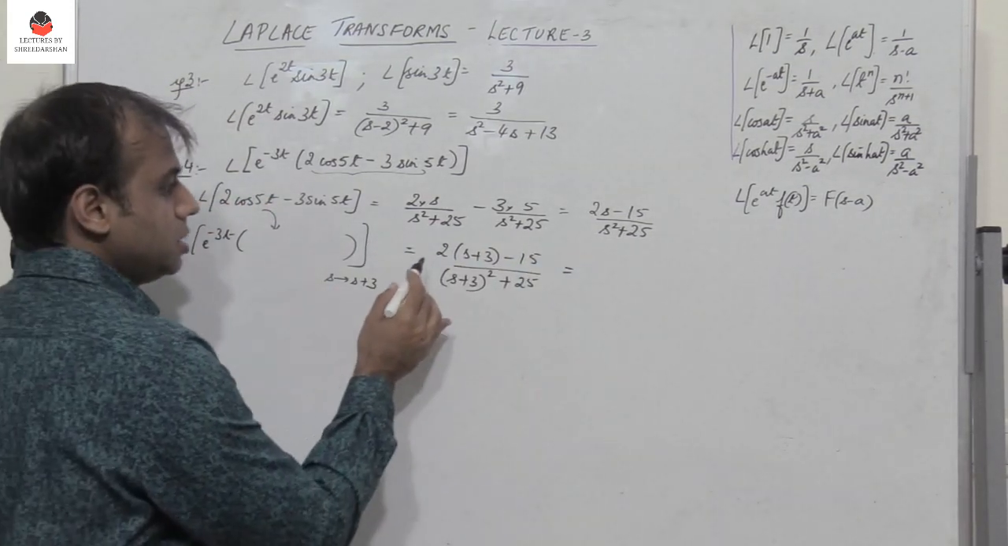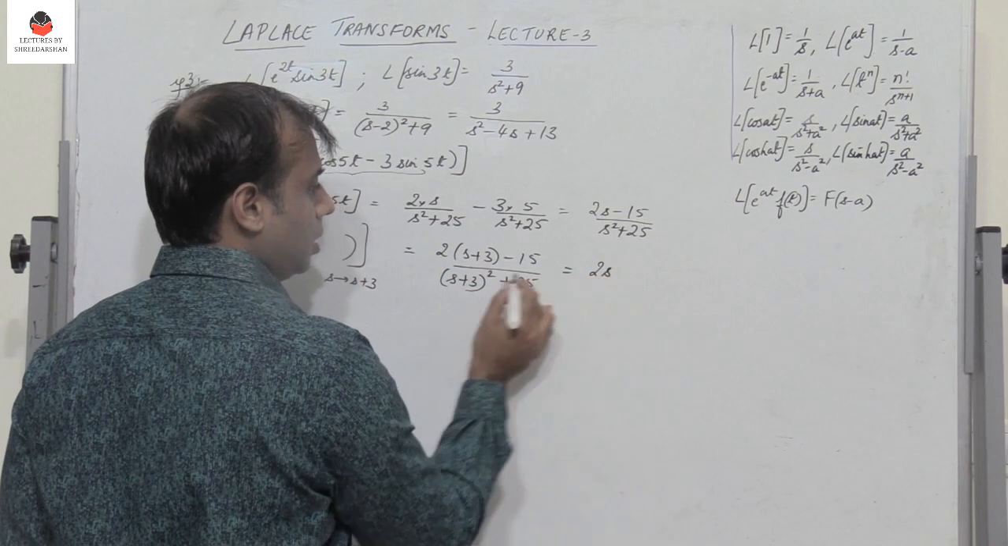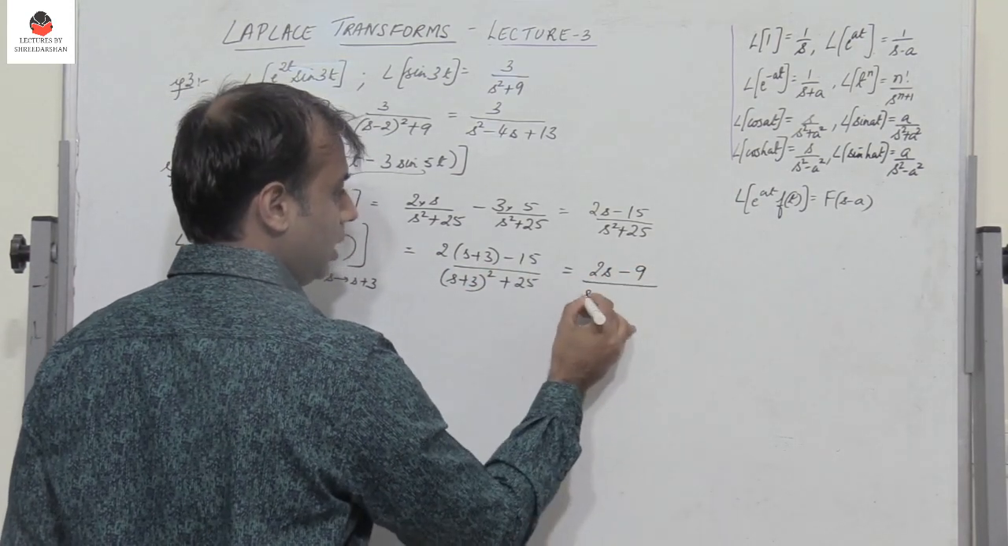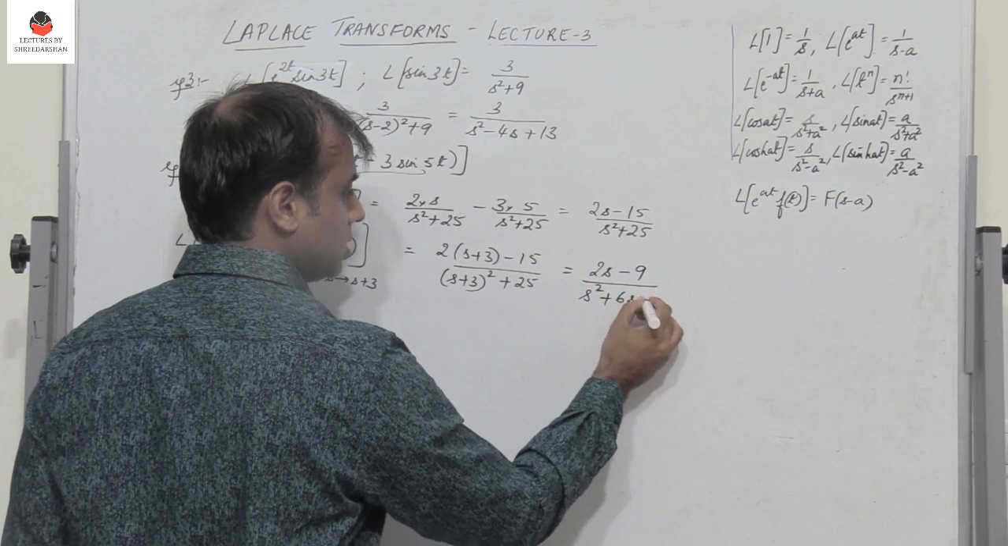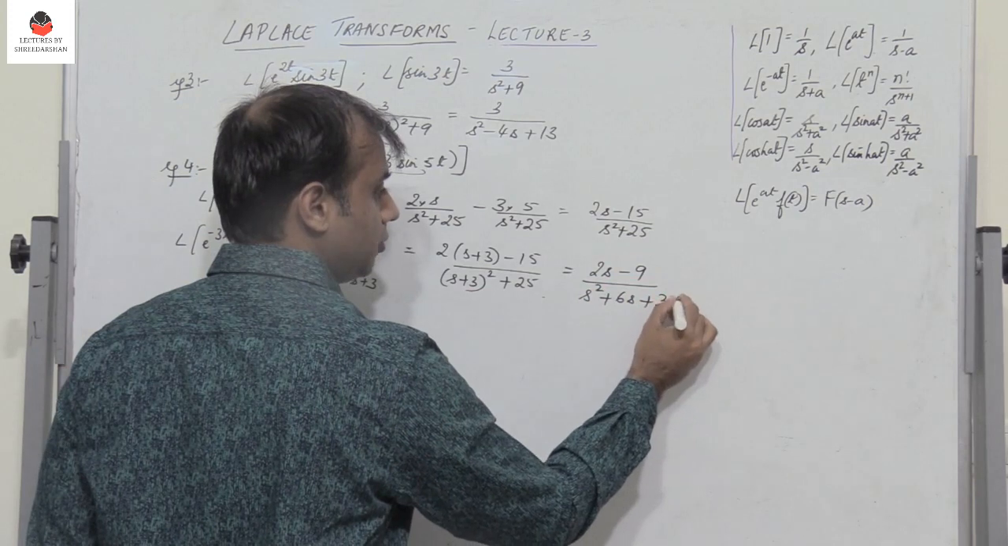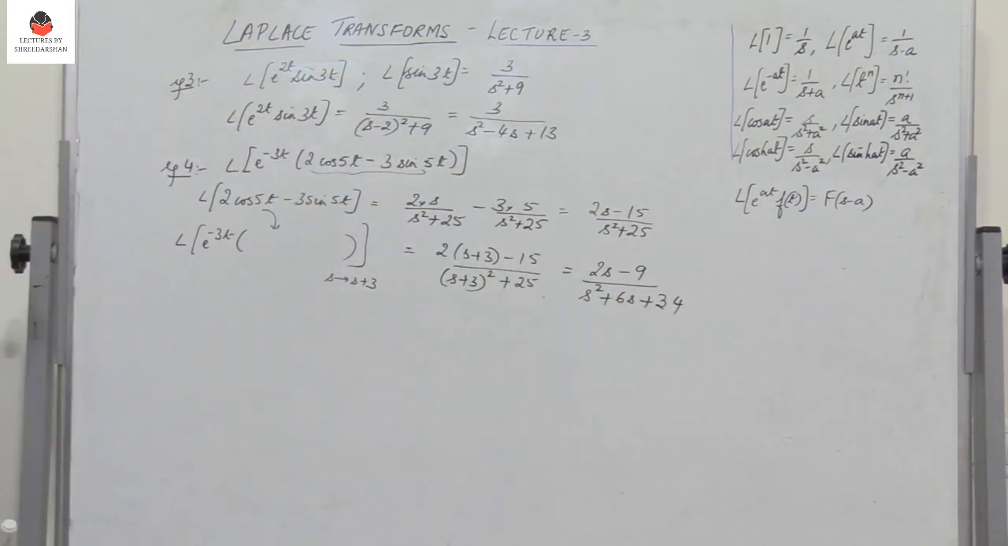So this is 2s plus 6 minus 15 is minus 9, divided by s square plus 6s plus 25, plus 9 is 34. So this is the answer.